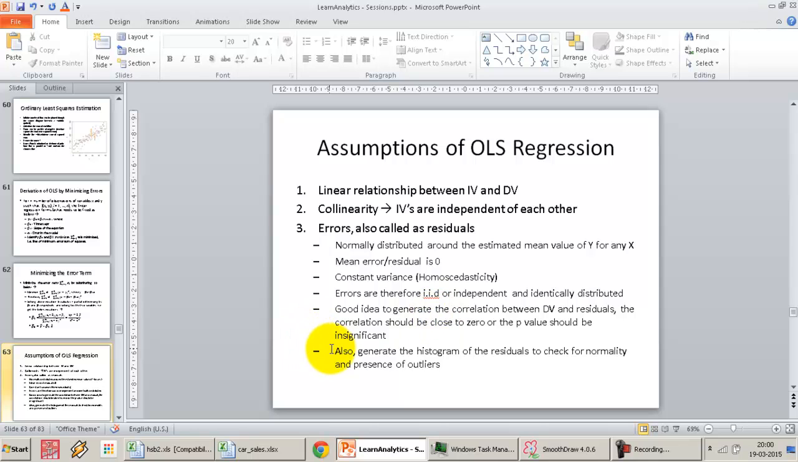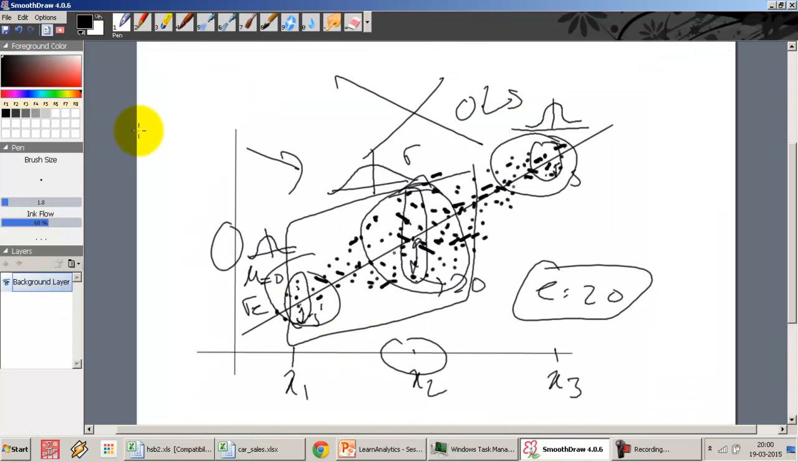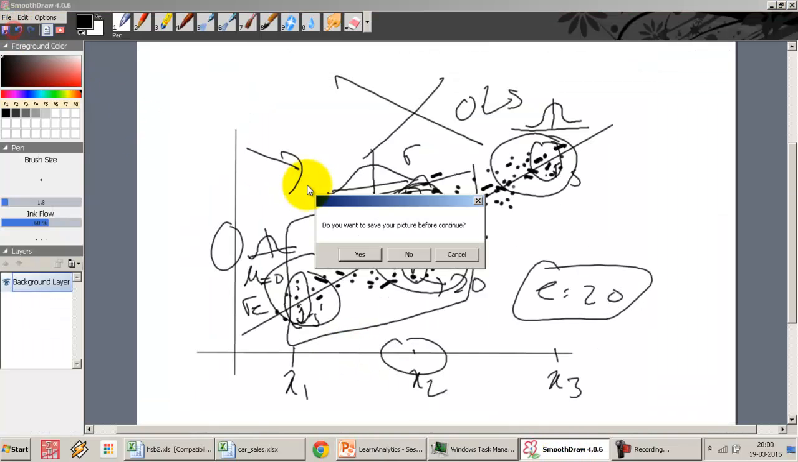And lastly, we can also check a histogram of residuals to check for normality and the presence of outliers. Since we look at the sum of squared errors and we are minimizing the squared errors, as shown in correlation, an outlier in our data set can have an outsized impact on our regression model. So let's look at a hypothetical example. What does an outlier do?